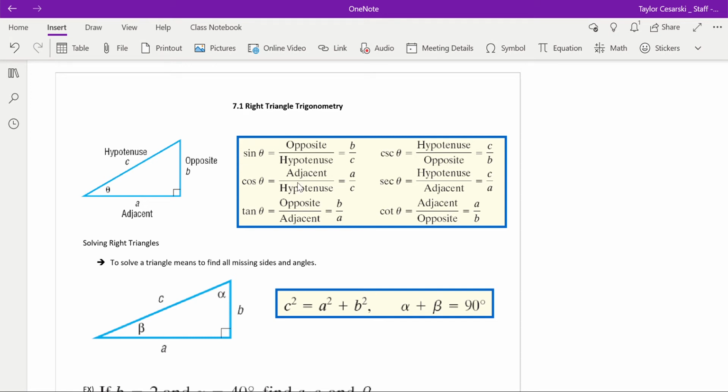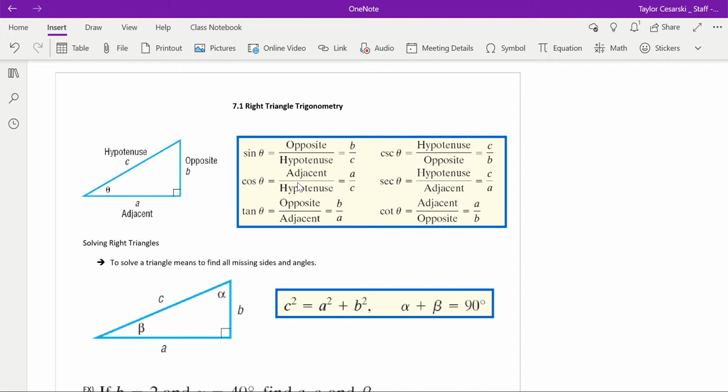Alright, hey guys, this is 7.1, right triangle trigonometry. So starting off with this first section, 7.1, it's going to be a lot of review of Math 2 and Math 3, a lot of SOHCAHTOA, sine, cosine, tangent, and looking at the relationships in a right triangle. And then we'll go on to what if it's not a right triangle and how to find those relationships.